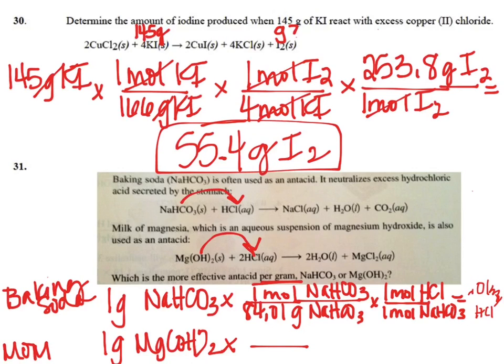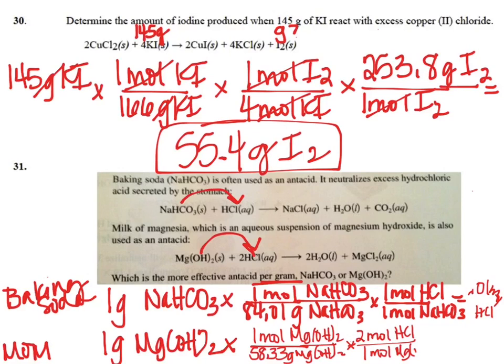Now we need to do the same thing for milk of magnesia. I have the molar mass of magnesium hydroxide as 58.33 grams. And the ratio this time is a 2/1. So for every 2 moles of hydrochloric acid, it's 1 mole of Mg(OH)2. So to 1 sig fig, what do y'all get? 0.03 moles of HCl.